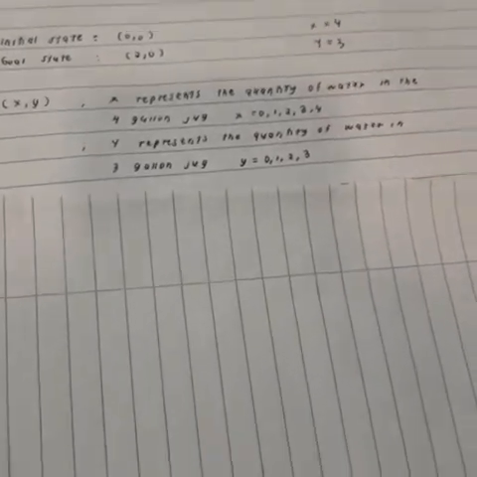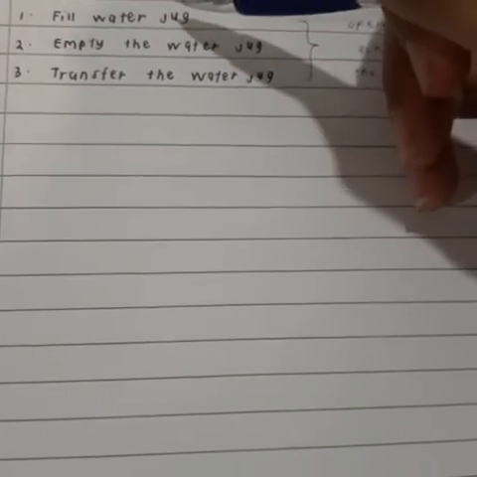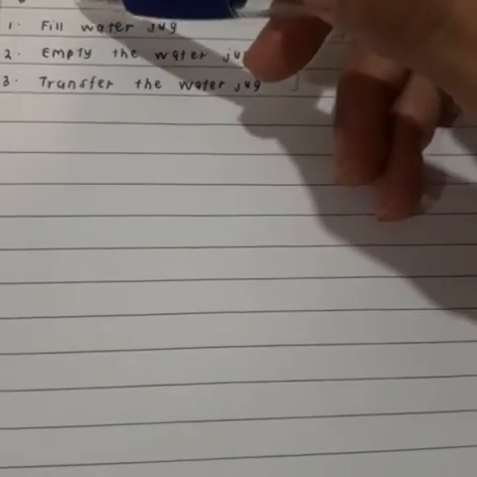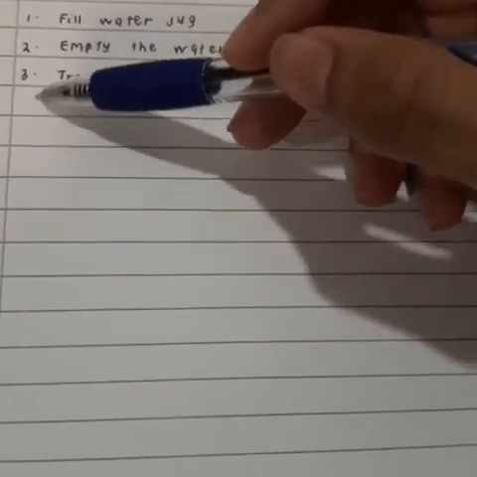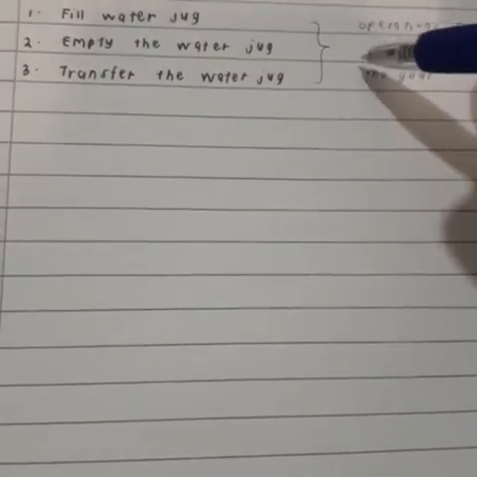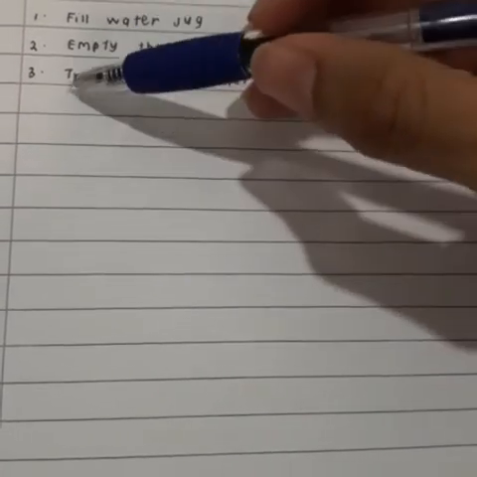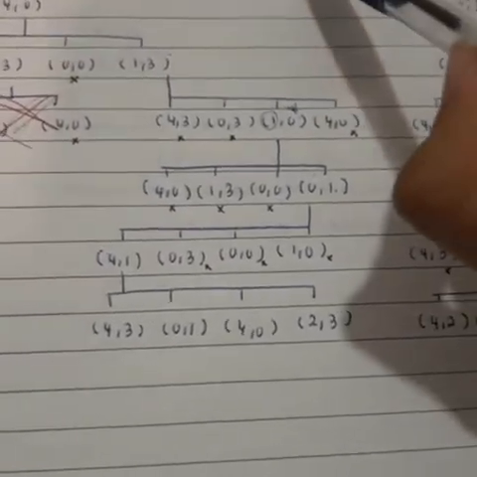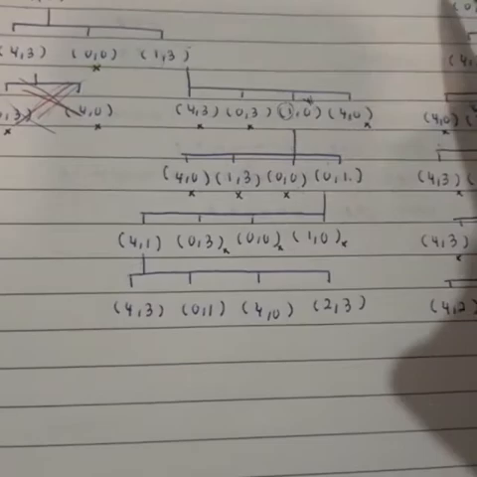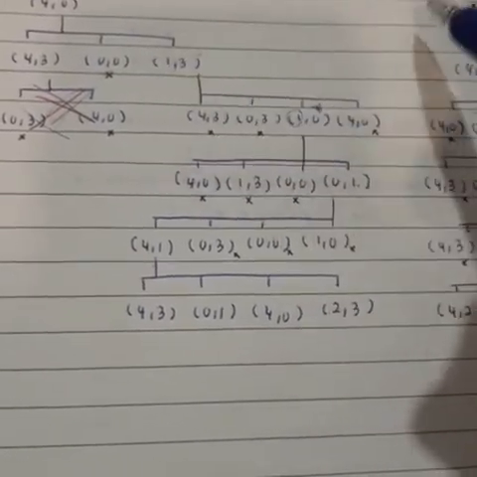Before I explain further, I will tell you the operations to achieve our goal state. We need to fill the water jug first, empty the water jug, and then transfer. These are the 3 steps to achieve the water jug goal, right? Fill, empty, and transfer. Now we move to the solution. Always remember that the breadth first search always moves from left to right, left to right, and so on.